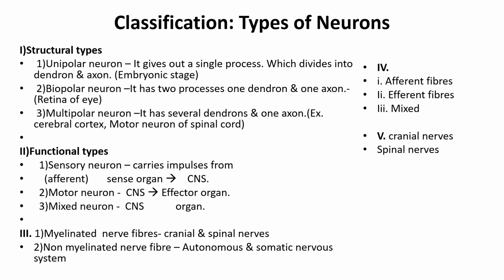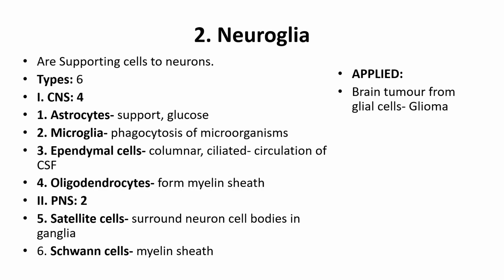The third type is depending on the myelin sheath, so it may be a myelinated nerve fiber or a non-myelinated or non-medullary nerve fiber. Myelinated nerve fibers are mostly seen in cranial and spinal nerves, and non-myelinated nerve fibers are mostly seen in the autonomic and somatic nervous system. The fourth type is afferent fiber, efferent fiber and mixed fiber. And the fifth type is depending on the origin of the nerves. From the brain, they are called cranial nerves, and from the spinal cord, they are called spinal nerves.